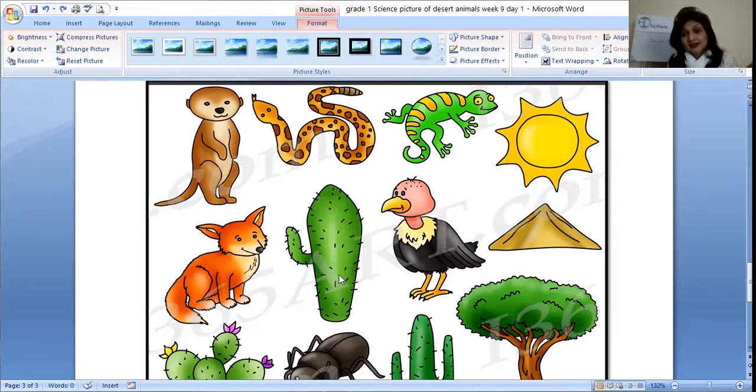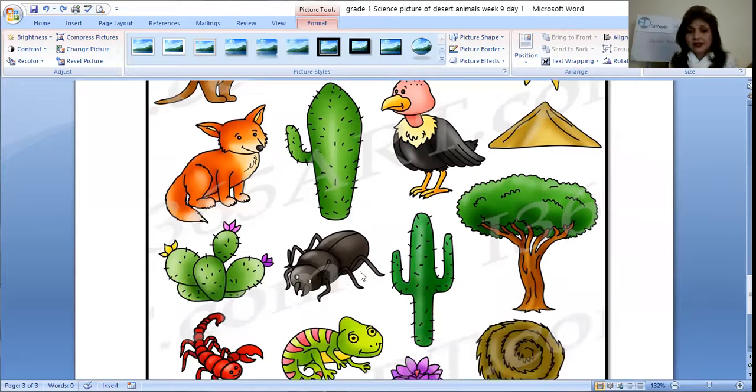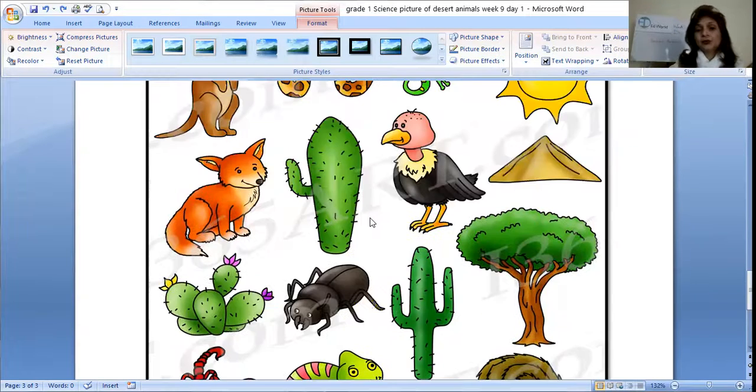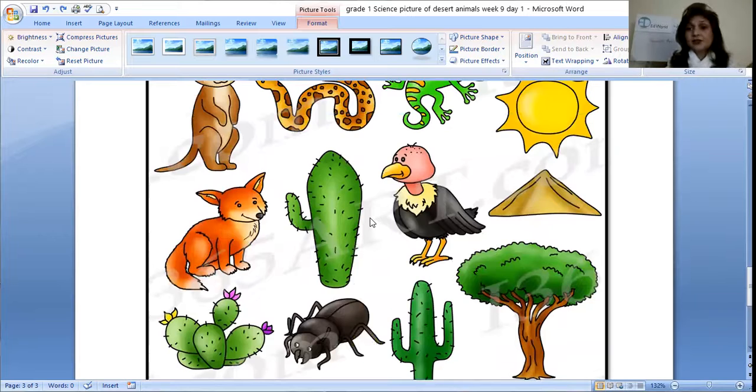It's a cactus. Cactus is the main plant that grows in a desert area. You can see this is also a cactus. These are small cactus. You can see these types of plants. You can see ants. You can see cockroaches. You can see crabs, snake, and a snail. These are all the animals that live in a desert area.